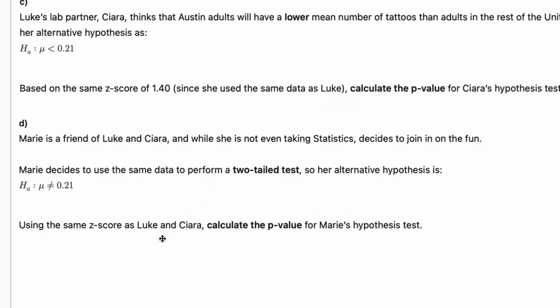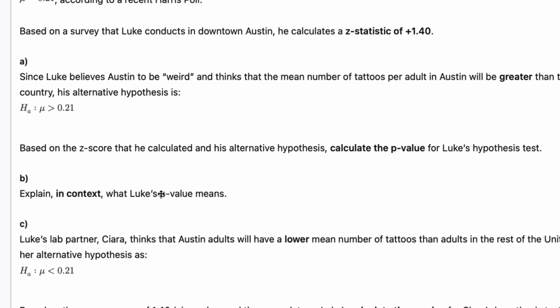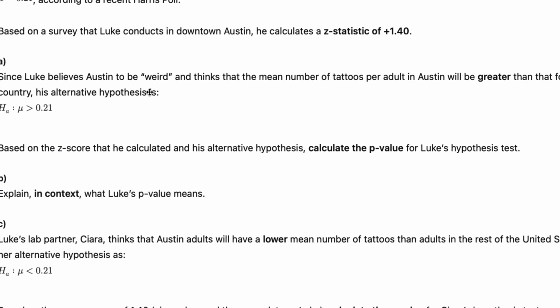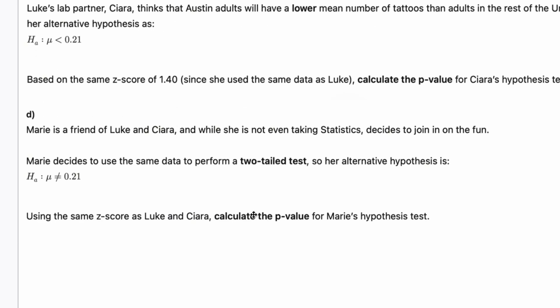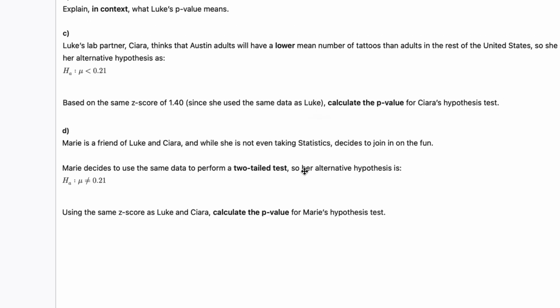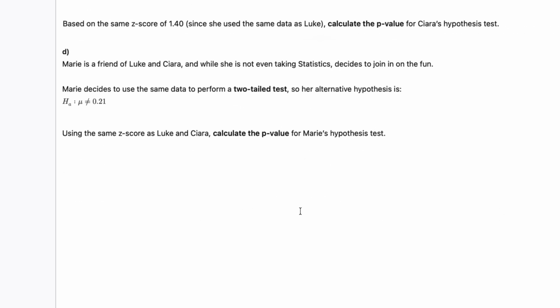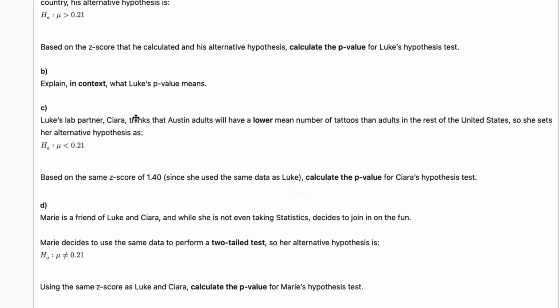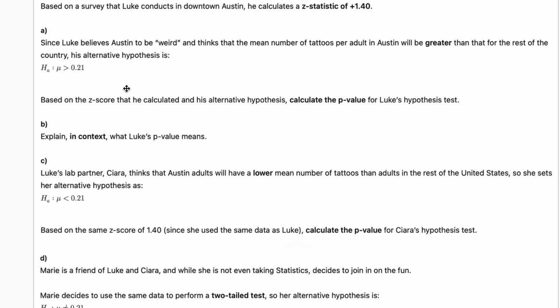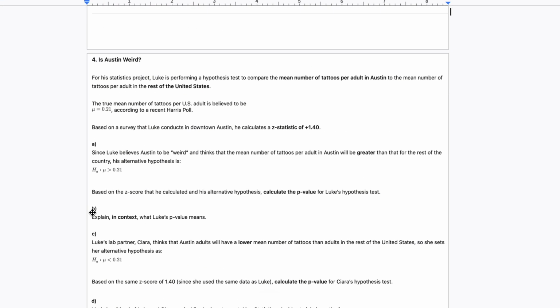So basically, we already did Luke's probability in part A, which is 0.0808. We just use that number times 2, and we will get the probability for Marie's hypothesis, which will be 0.1616. And if you want to graph that, just make a normal curve and then shade both the left and right regions. For A, you only shade the right region, and for C, you only shade the left region, which will be a lot bigger than part A.